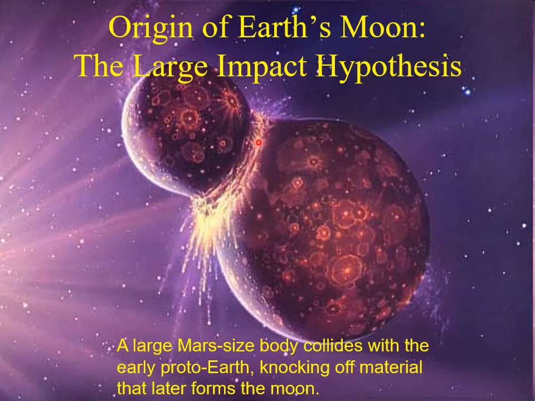So this is the proto-Earth here. This is the Earth early on in its formation when it was still in its molten magma state. And this impact from another object in the early solar system caused basically the ejection of material that later came together and coalesced to form our moon. So this is our current best understanding of how our moon actually formed.